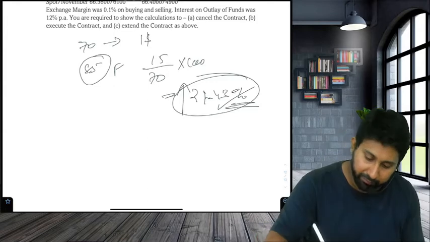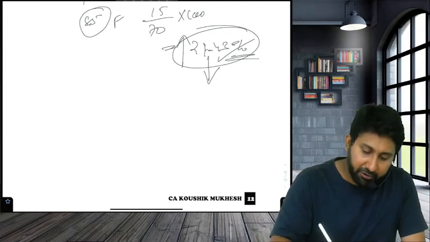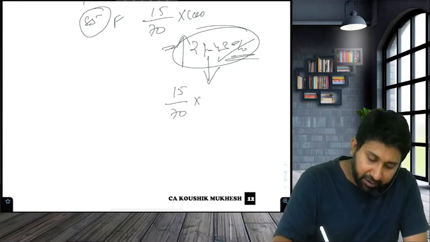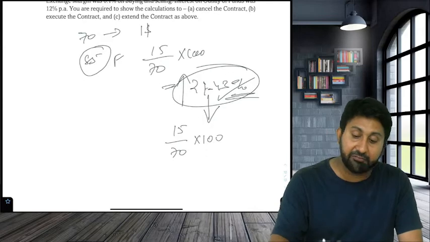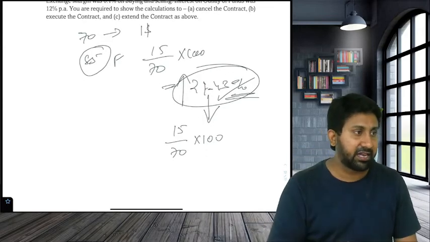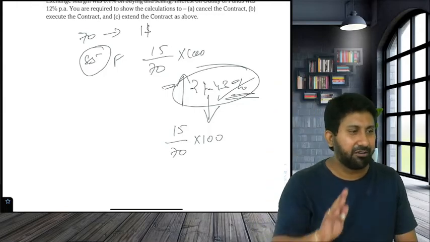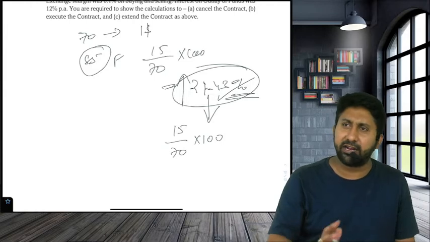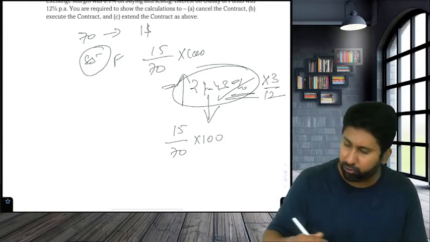Now how did this 21.43 come to us? 21.43 came because we have written 15 by 70 into 100. If it is held for 1 year, this is the answer. If I hold only for 3 months, then what is the answer? I hold for 3 months. Today it is 70, and 3 months later it is 85. Generally it will not rise like that, but for example, say it rises like that. Then how should you calculate? 21.43 into 3 by 12.